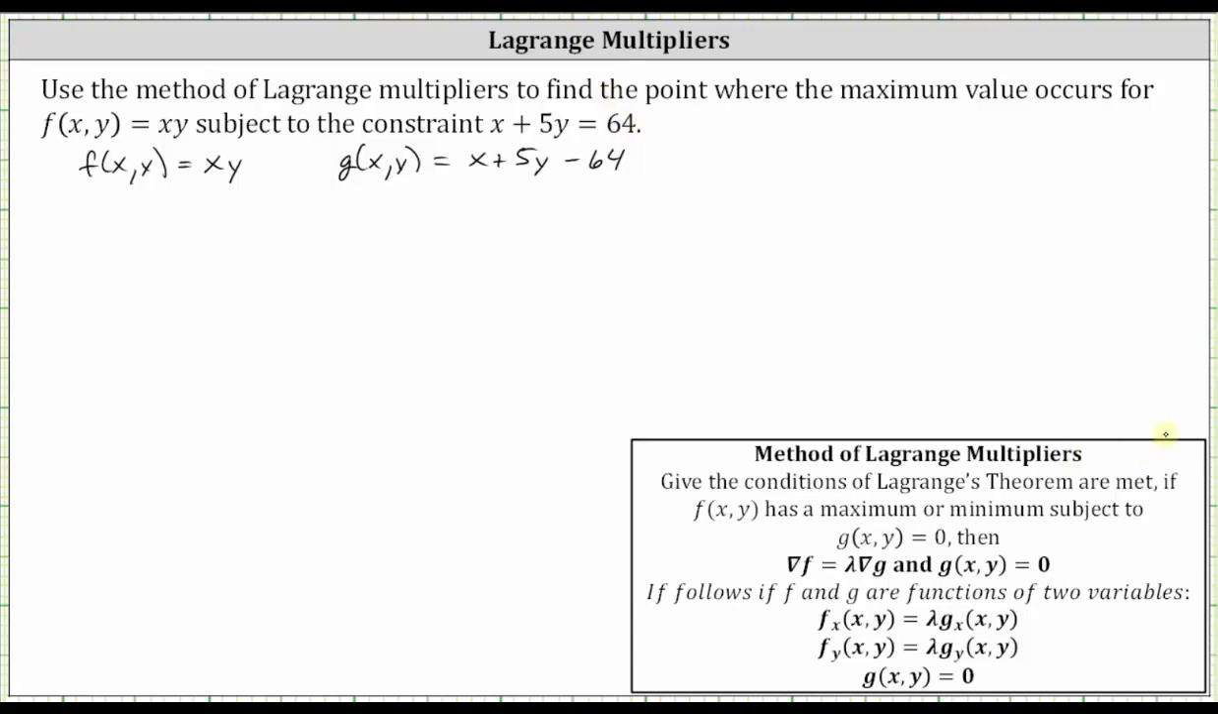Let's first find the equation given by the partial of f with respect to x equals lambda times the partial of g with respect to x. To find the partial of f with respect to x, we differentiate xy with respect to x, treating y as a constant, which gives us 1 times y, or y. We have y equals lambda times the partial of g with respect to x. To find the partial of g with respect to x, we differentiate x + 5y - 64 with respect to x, treating y as a constant, which gives us 1 + 0 - 0, or just 1.